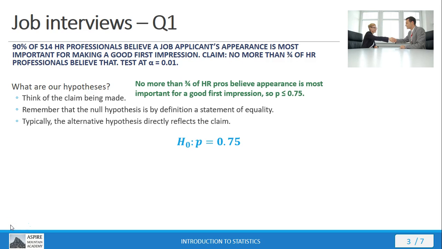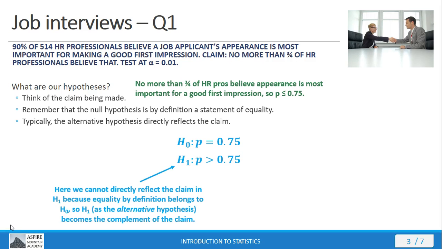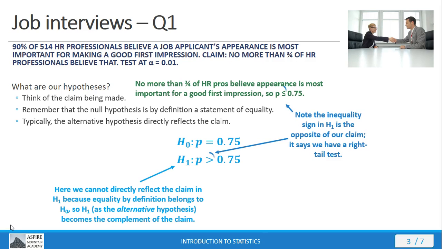Typically we're going to take the claim, but here in the claim we see there is some semblance of equality. So therefore we're not going to take the claim as our alternative hypothesis. We're going to take the complement of the claim. And so the proportion is going to be greater than 0.75. That's our alternative hypothesis. So we've got a mismatch there with the claim.